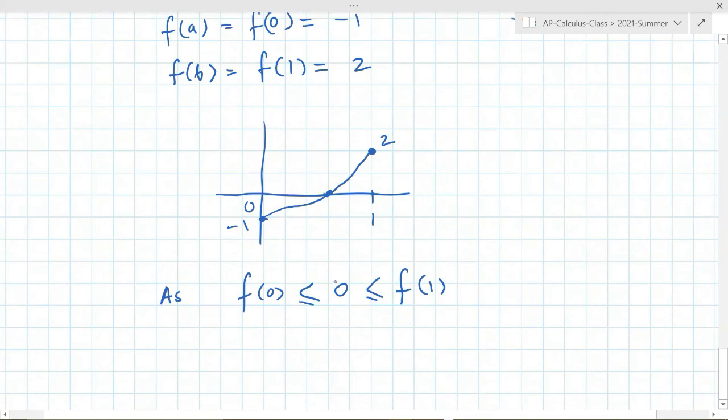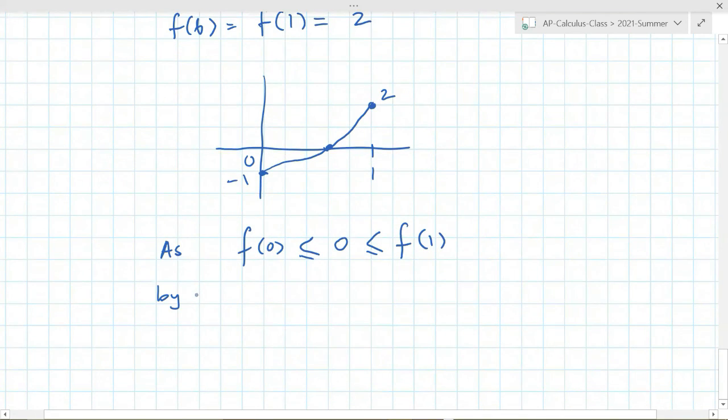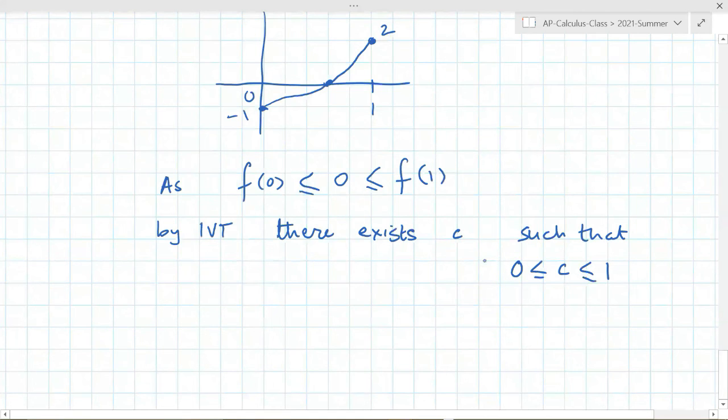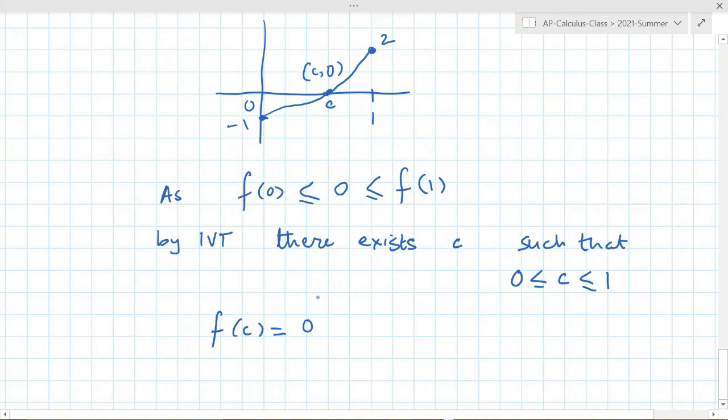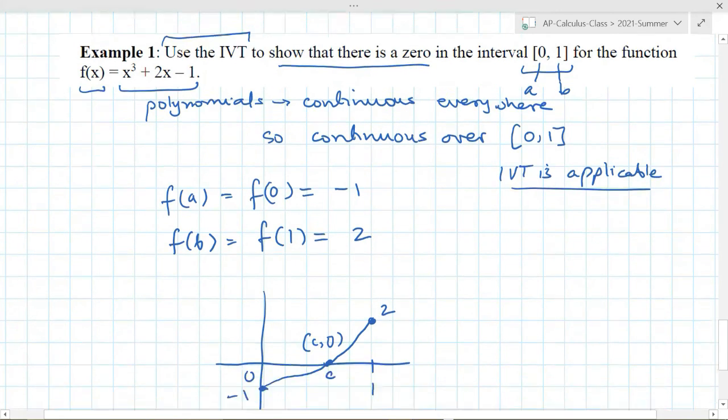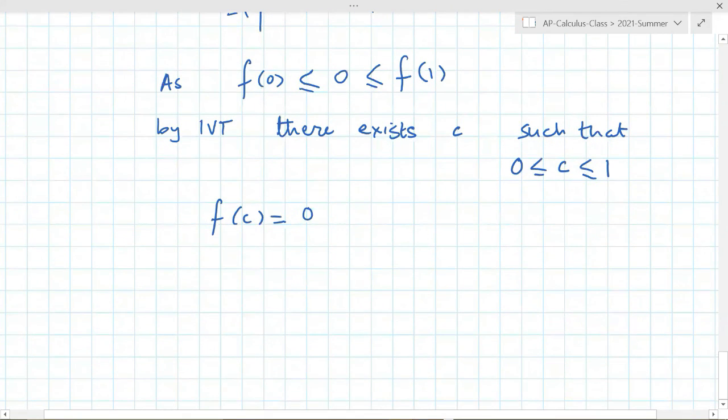As 0 lies between f of 0 and f of 1, by IVT, there exists C such that 0 is less than or equal to C is less than or equal to 1. So somewhere between 0 and 1, there is a C such that f of C equals 0. Well, here we don't have to find C because they're just saying show that there is a 0. So we don't need to find the C. If they say find C, then you find it. So we don't have to do that.